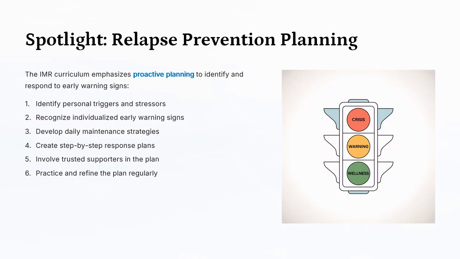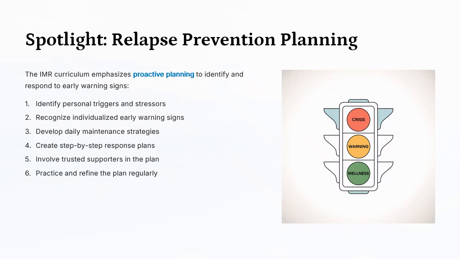Recognizing early warning signs. A relapse is often a gradual process, and the goal is to intervene before it becomes a full-blown crisis. Early warning signs are subtle changes in a person's thoughts, feelings, or behavior that signal a relapse may be starting. Examples include feeling tense, changes in appetite or sleep, social withdrawal, irritability, and having trouble concentrating. The IMR program emphasizes that people are not always aware of these signs themselves, so involving supportive friends and family is a crucial part of the plan.